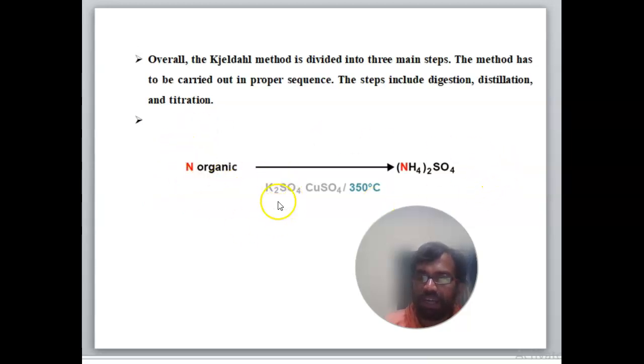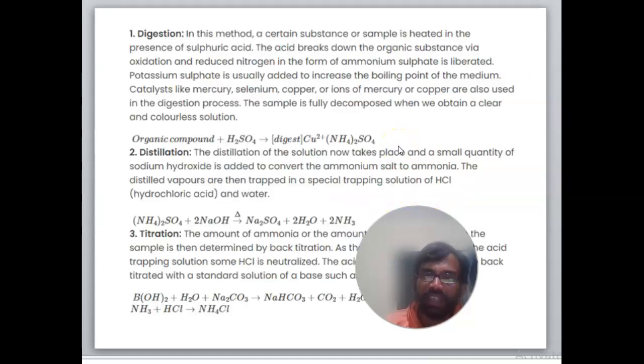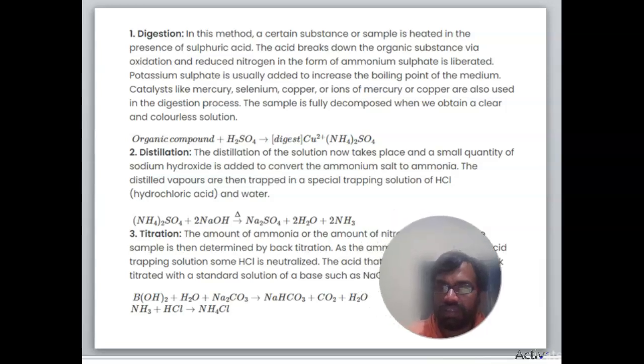Our sample, copper sulfate and potassium sulfate, and 350 degrees Celsius heat, then ammonium sulfate will be released. For more details you can see digestion, distillation and titration. You can see it somewhat closer.